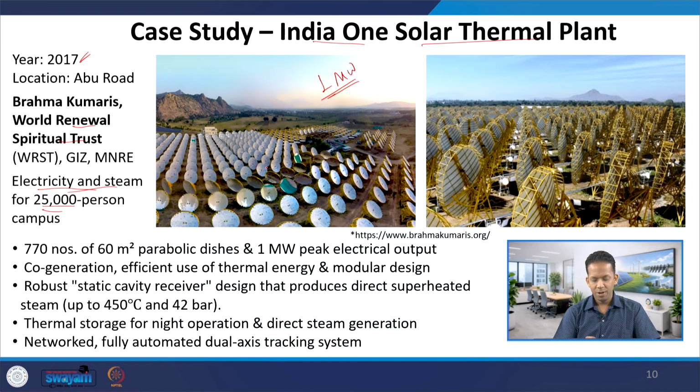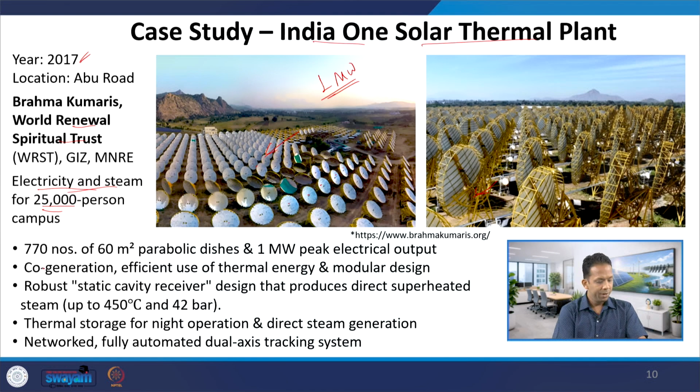This is on the front side, which is facing the sun, and these are on the back side, where you can see the tracking mechanisms, which can be moved along with the direction of the sun so that it maximizes the solar radiation capture. Now in this dish-based plant, you can see there are tiny receivers in front of each of the parabolic dishes.